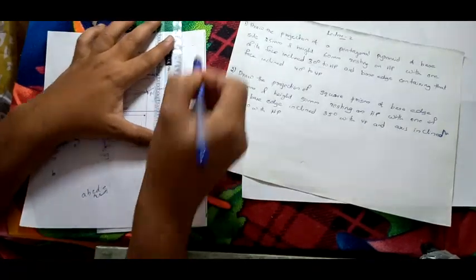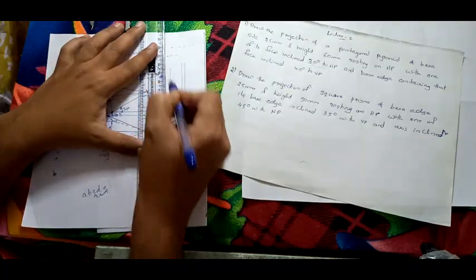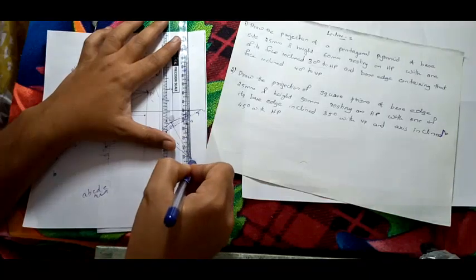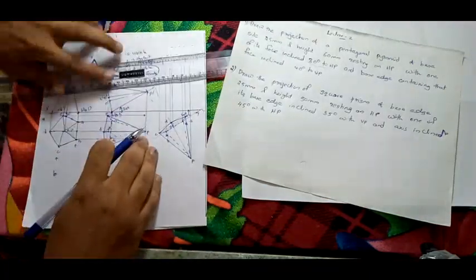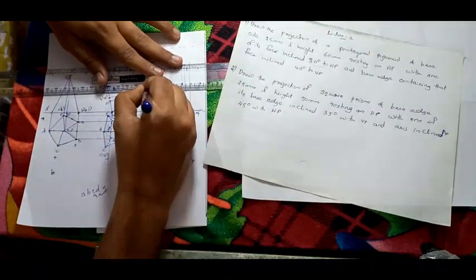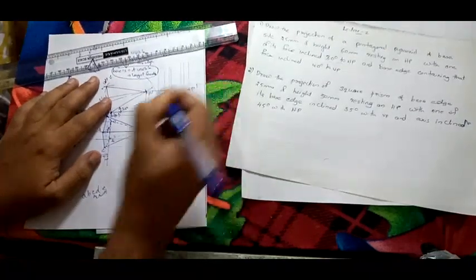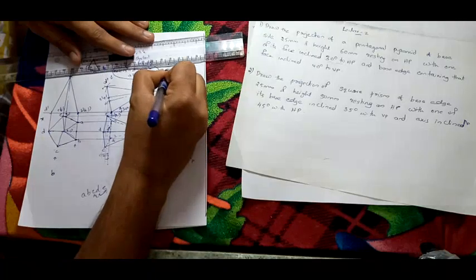C, D, E, then A is here, B is here, O is here, and P. Five points are there, right? Now we will start. First I will start from P. So this is your P, and draw a line parallel to the horizontal line. This will be your P dash. Now this will be D, right? D is on this line.